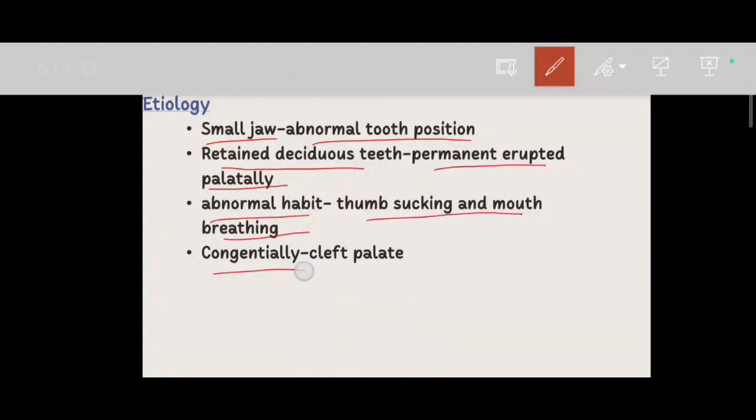Fourth one is congenital, examples like cleft palate. So thumb sucking can change pressure on teeth and produce crossbite. So which habit commonly causes crossbite? The answer is thumb sucking.